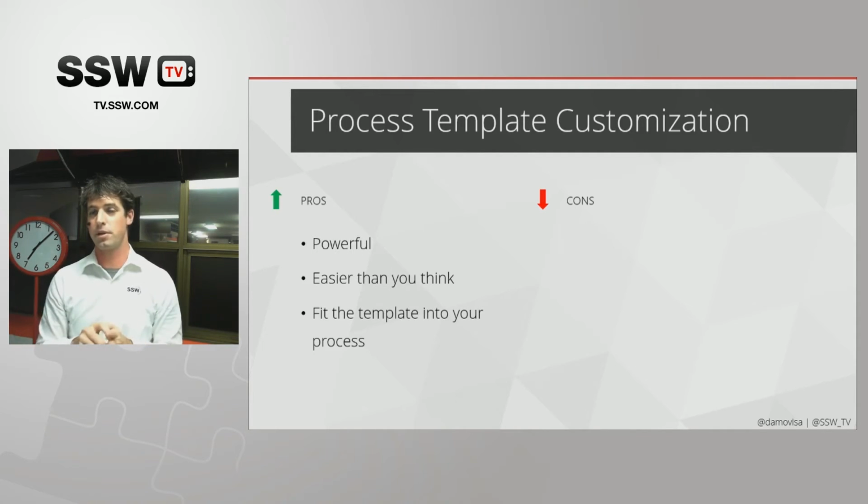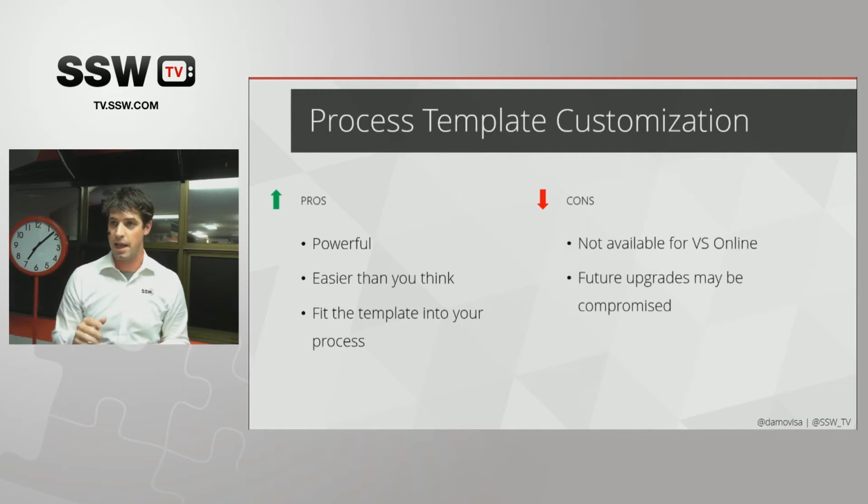And again, I'll point to the book. There's a whole chapter on this, chapter 13, about process templates and how to change them and what you can do. But most importantly, it lets you fit the template into your process rather than trying to force your team's process back into the template. And that's really important for productivity.